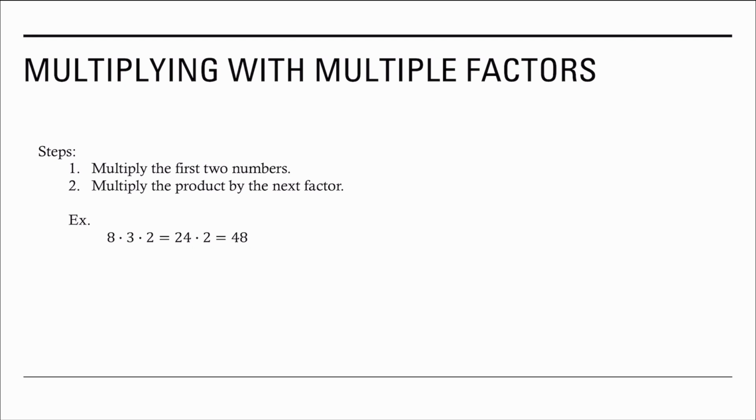And so you can see an example here. If we have 8 times 3 times 2, we do 8 times 3 first, which is 24. And then we can multiply that by 2 to equal 48. Another example would be we could do 3 times 2, so the second 2 numbers, which would be 6. 6 times 8, which would be 48. And so both ways get us to the same answer.